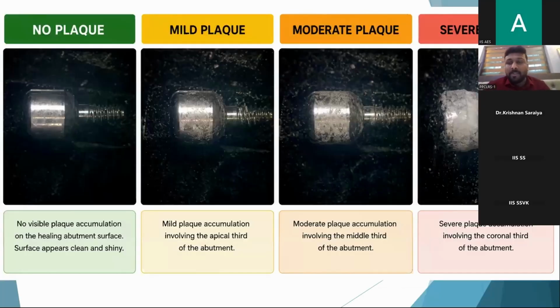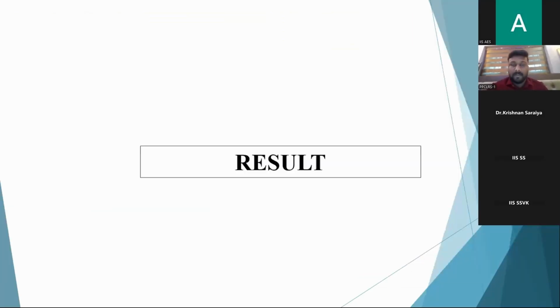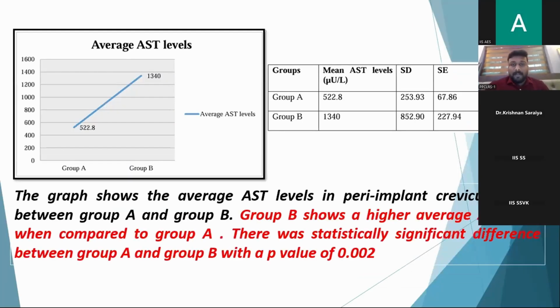This image shows the severity of plaque over the healing abutment, ranging from no plaque, mild plaque, moderate plaque to severe plaque. Moving on to the results, based on the inflammatory mediators, the average AST level was found to be higher in Group B, which was not subjected to any adjunctive therapy, and the AST level was found to be reduced in Group A, which was subjected to photodynamic therapy. This shows that a statistically significant difference was found between Group A and Group B.